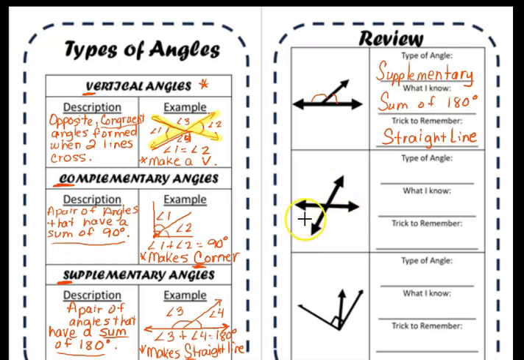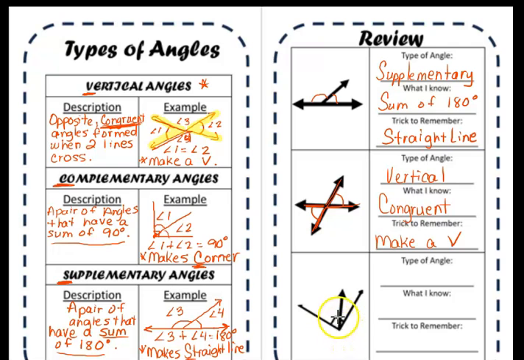On to our second one. The type of angle, I see two lines crossing. I see these angles right here that are opposite, and I see that these make that V. So these are vertical angles. And what I know about vertical angles, I go up here to vertical angles, I know that they are congruent. And the trick to remember it is they make a V.